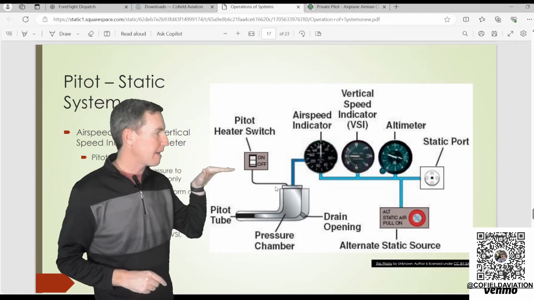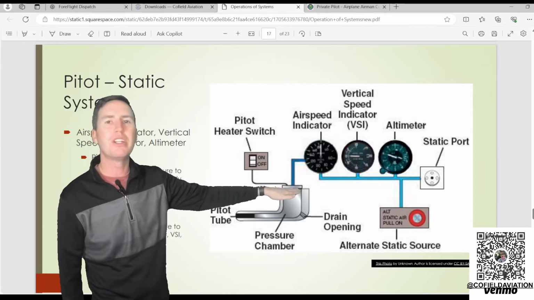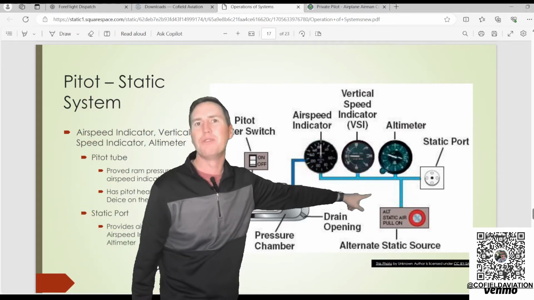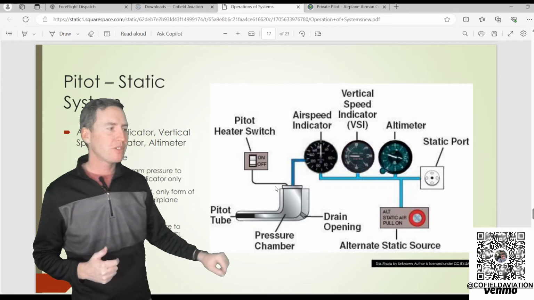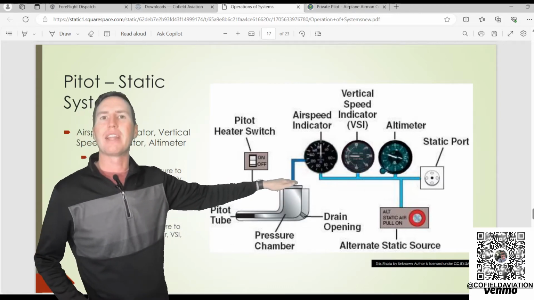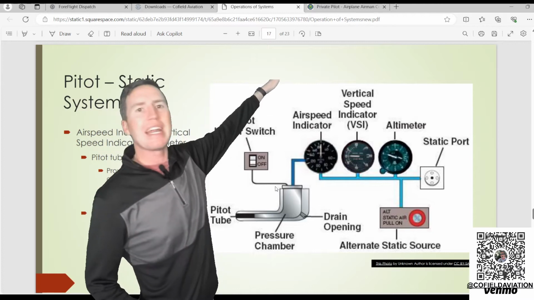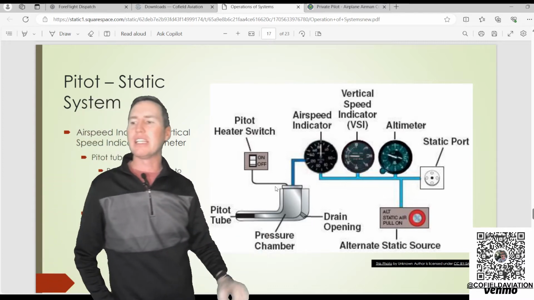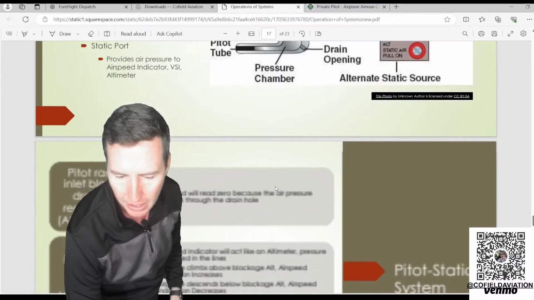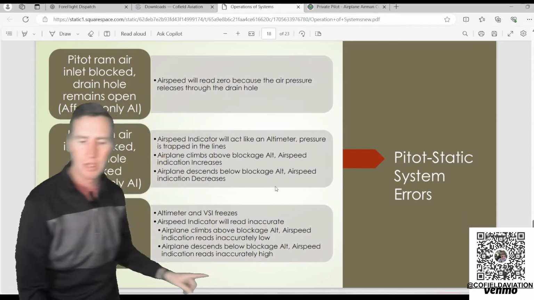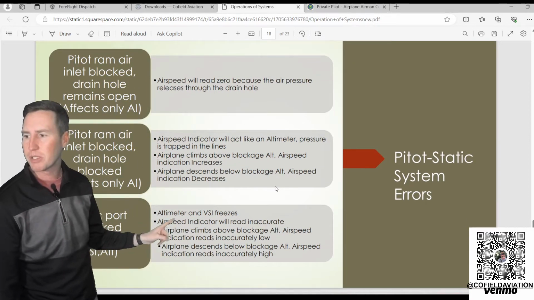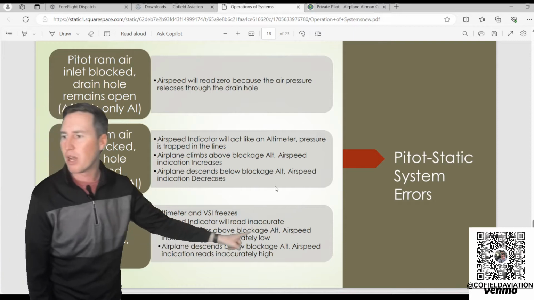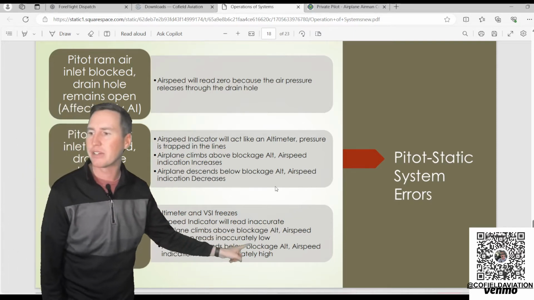So let's just say that the blockage happened at 3,000 feet. We're going to know exactly what altitude that static port became blocked, because your altimeter is not going to move off that altitude, all right? So let's just say the static port became blocked at 3,000 feet. All right, when we climb above that altitude, okay, your airspeed is going to actually read slightly lower than actual airspeed. So if we look right here, the static port becomes blocked here, your altimeter and VSI freeze, airspeed indicator will read inaccurate. As the airplane climbs above the blockage altitude, the airspeed indication reads inaccurately low.